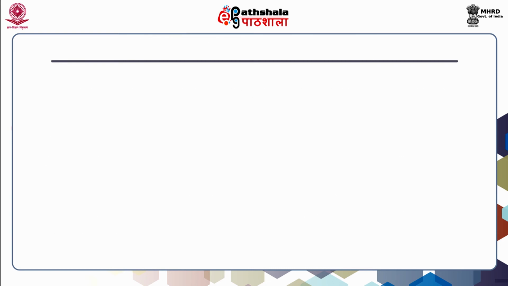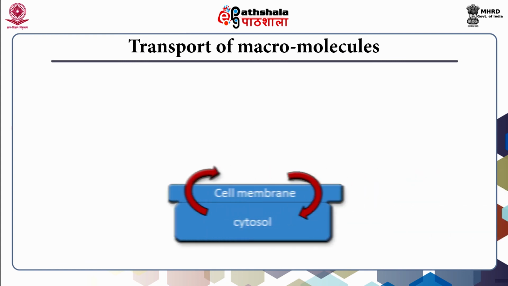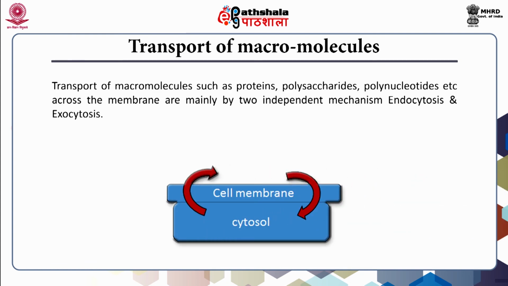Now we will see how the transport of macromolecules takes place in the cell. Transport of macromolecules such as proteins, polysaccharides and polynucleotides across the membrane is mainly by two independent mechanisms, that is endocytosis and exocytosis.